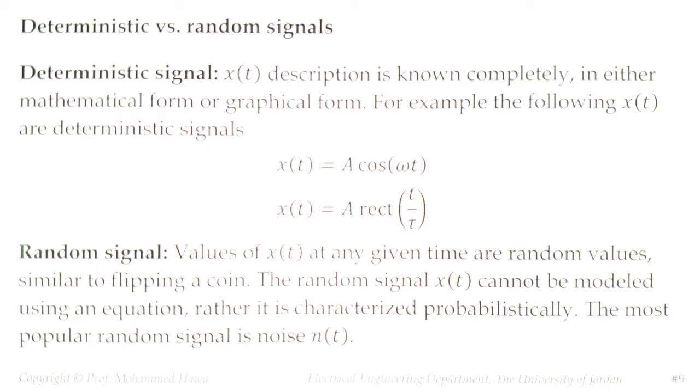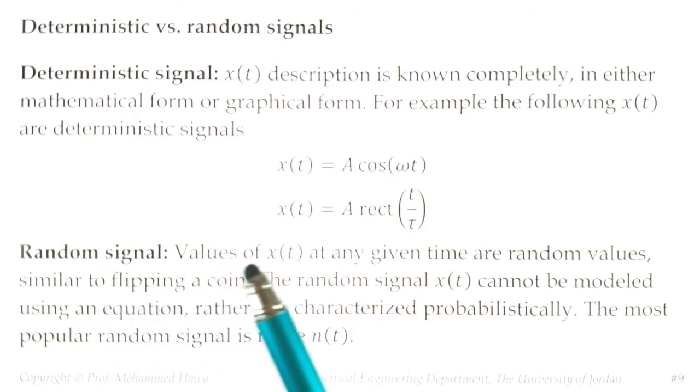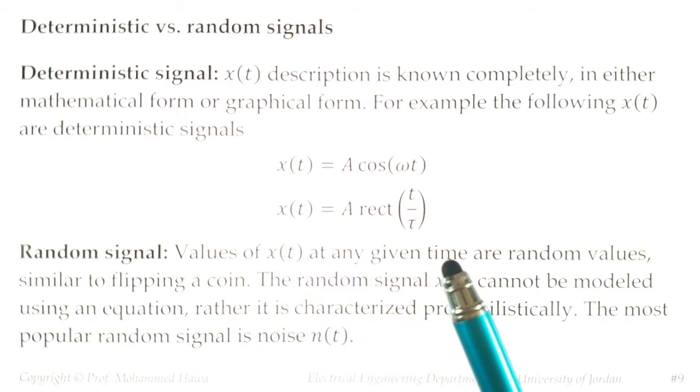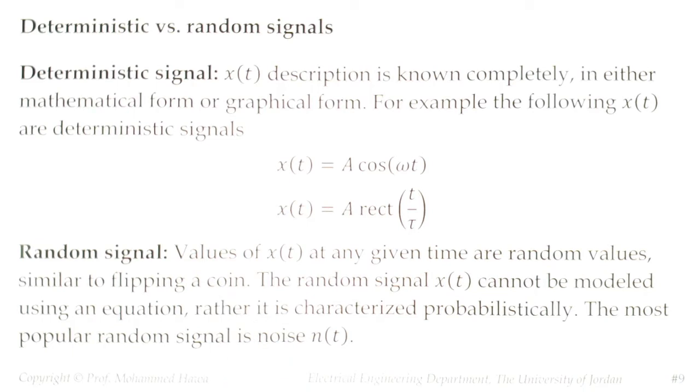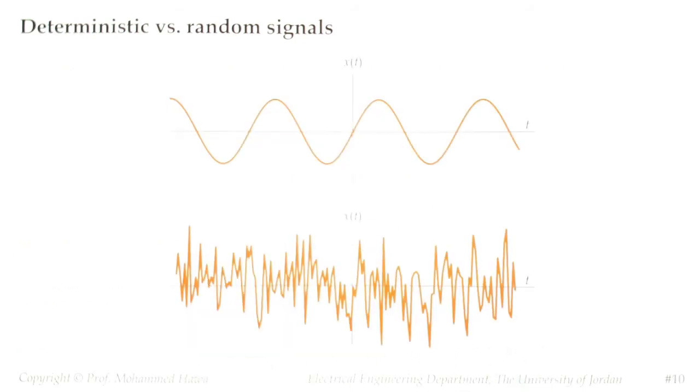This is different than a random signal, where the values of x of t at any given time are random values, similar to flipping a coin. In that case, the random signal x of t cannot be modeled using an equation. Rather, it is characterized using probability theory. An example I'm going to show you is noise. This signal is common in communication systems. It is extra noise that comes into our channel, and noise does not have an equation, unfortunately. It's more like flipping coins.